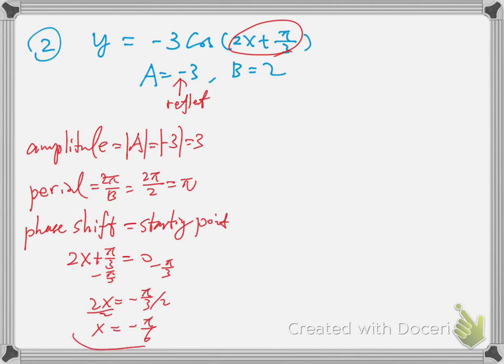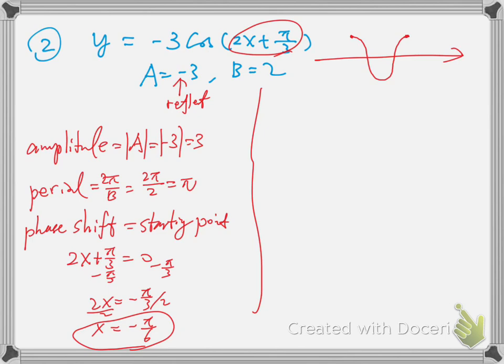Okay, so now we know the curve will start from here, right? So what kind of pattern? For cosine it is different. Cosine will start from 1, go down to -1, and then go back to 1. So it's like a curly V, right? That's the cosine pattern. And this will be the x-axis. Here will be the starting point of the phase shift.